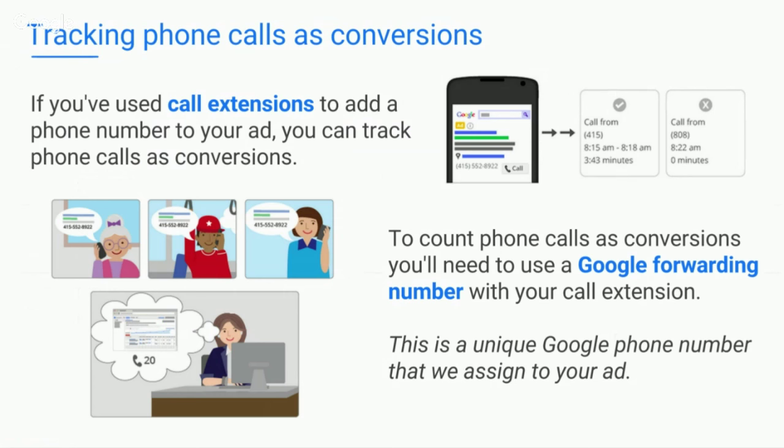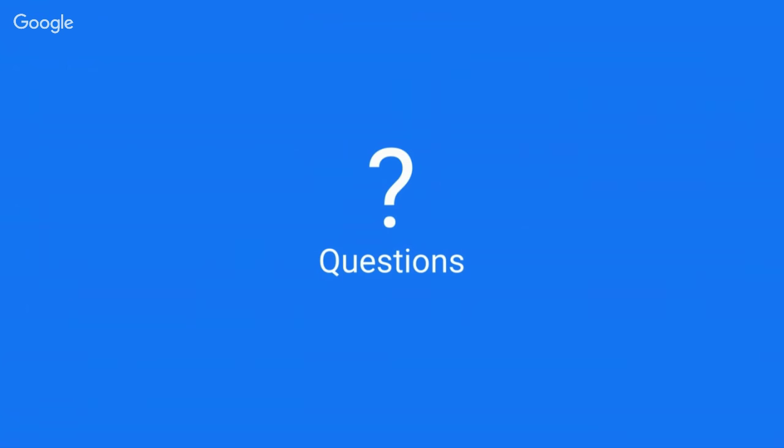A Google forwarding number is basically just a number that Google assigns to your ad, so that on our end, we can make sure that when someone is calling that number is because they saw that number on your ad, as opposed to just getting it from a friend or from a different source.